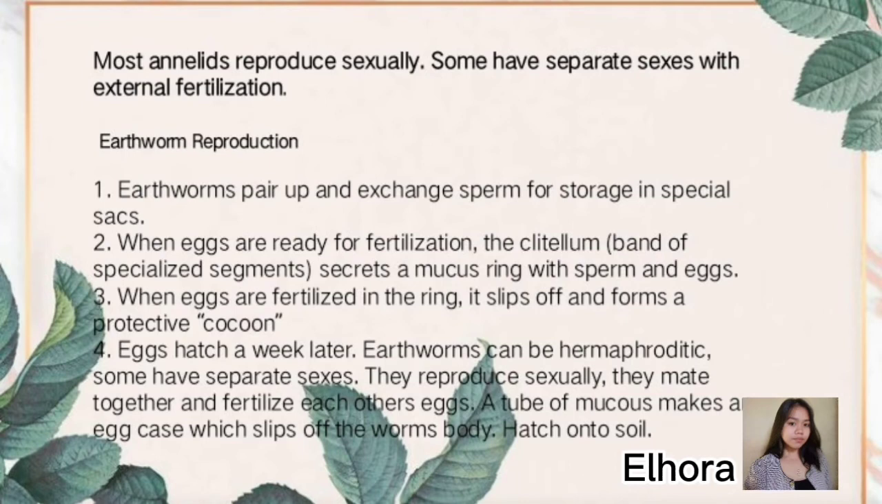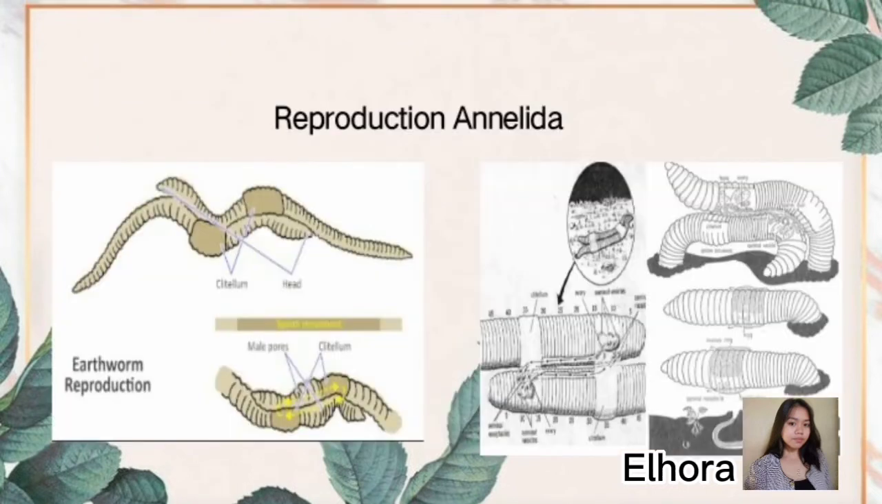Earthworm reproduction. Earthworms pair up and exchange sperm for storage in special sacs. When eggs are ready for fertilization, the clitellum, a band of specialized segments, secretes a mucus ring with the sperm and eggs. When eggs are fertilized in the ring, it slips off and forms a protective cocoon. Eggs hatch a week later. Earthworms can be hermaphroditic. Some have separate sexes. They reproduce sexually, they mate together and fertilize each other's eggs. A tube of mucus makes an egg case which lifts off the worm's body and is left on the soil.